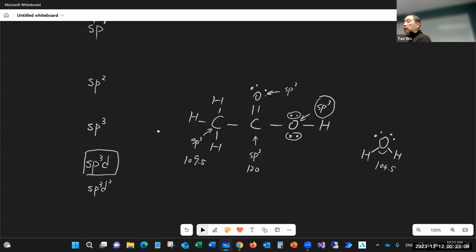I don't expect you to remember the bond angles for 5 and 6 electron domains, but you need to be clear about 2 electron domains, 3 electron domains, and 4 electron domains. What is the bond angle for those? Is this going to be on the final? Yeah.